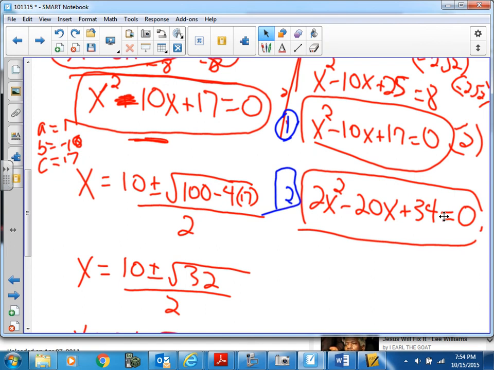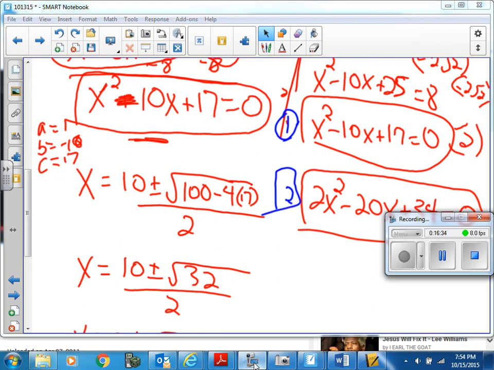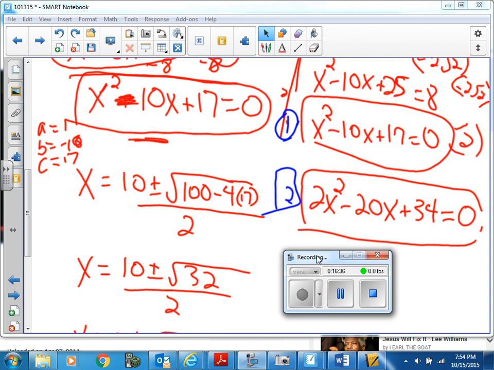Alright, there you go. And you should be able to come up with multiple equations because all you have to do is multiply these equations by a number and that's what you'll get. Alright, if you see any mistakes, let me know. If you have any questions, let me know.